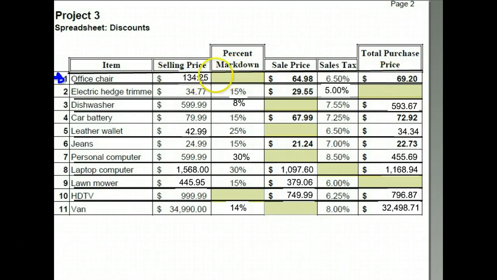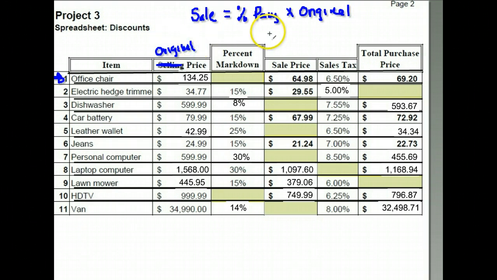So what we want to look at is what markdown percent would we have to get $64.98. Okay, so here we go. We have our regular price and our sell price. Okay, well, your sell price is going to be the percent you pay, right? We just did some of these, times the original price. And when they say selling price, that means the original price of the item, the original selling price.